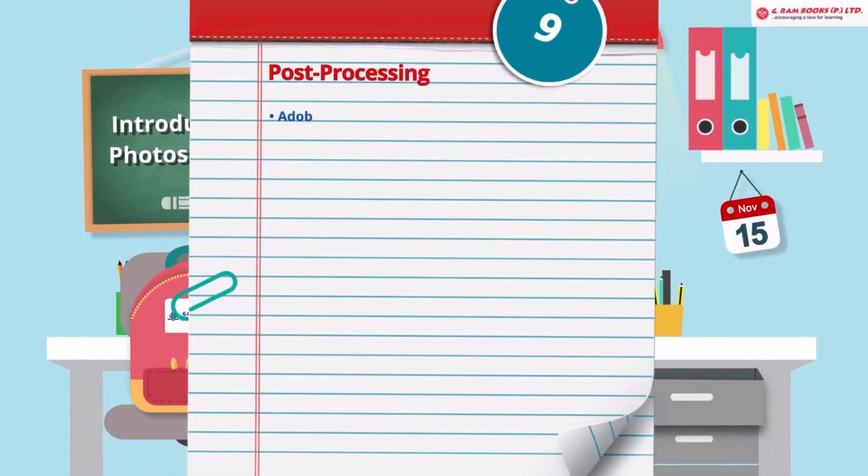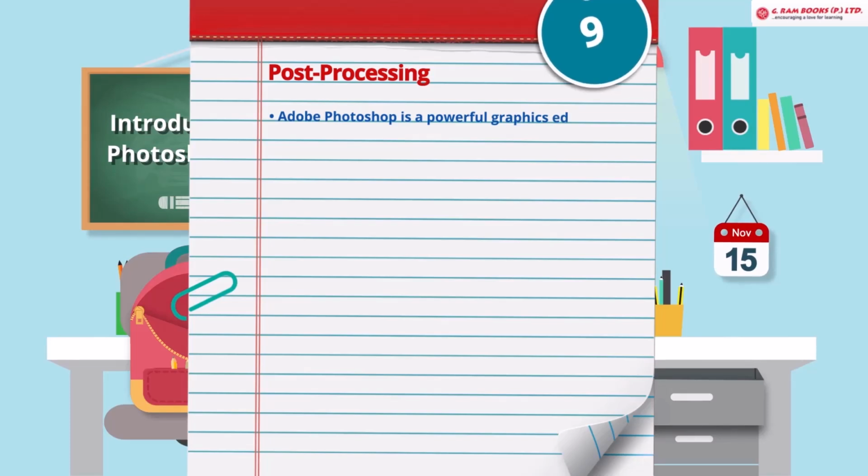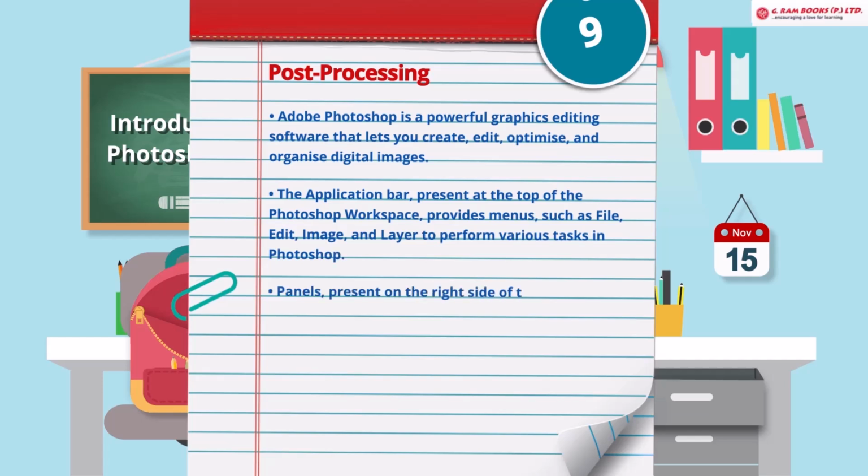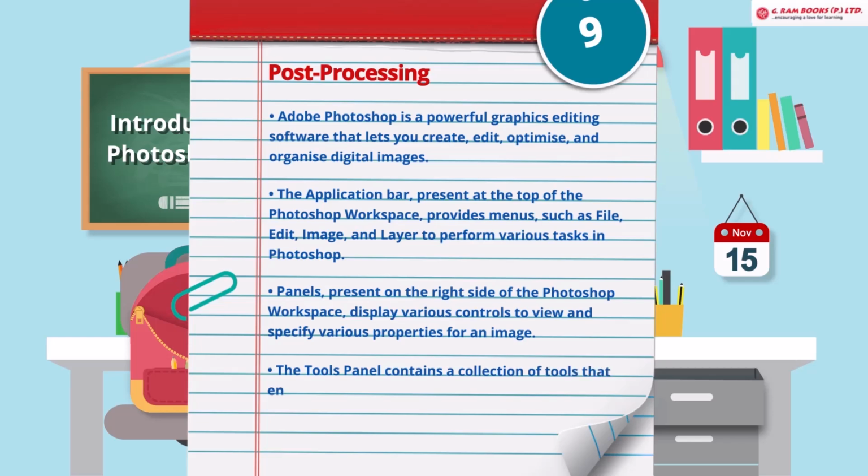Post-processing. Adobe Photoshop is a powerful graphics editing software that lets you create, edit, optimize, and organize digital images. The application bar present at the top of the Photoshop workspace provides menus such as File, Edit, Image, and Layer to perform various tasks in Photoshop. Panels present on the right side of the Photoshop workspace display various controls to view and specify various properties for an image. The Tools panel contains a collection of tools that enables you to create, edit, and enhance images.